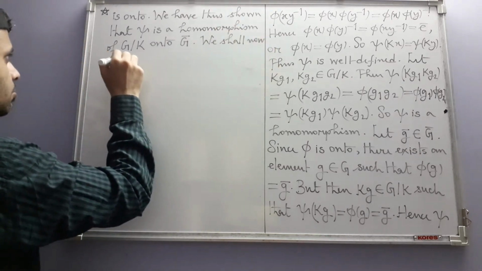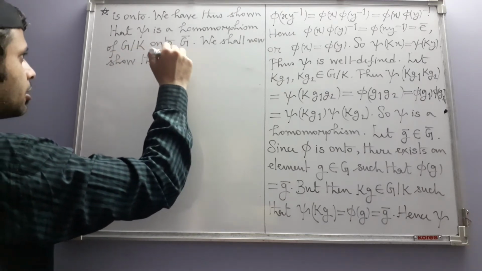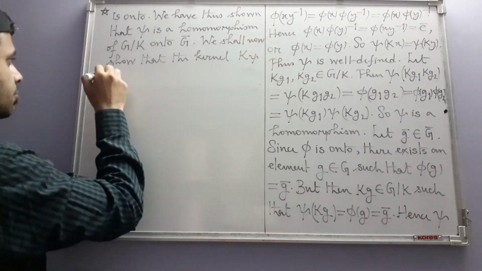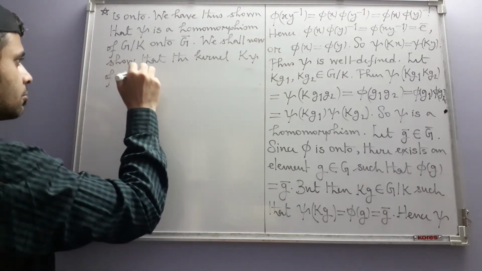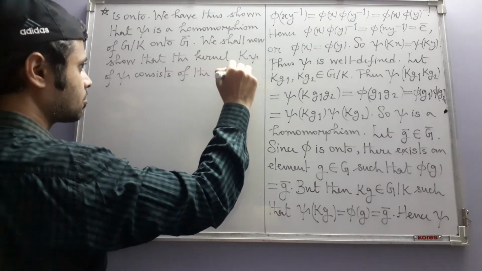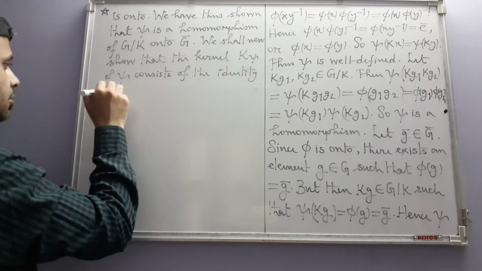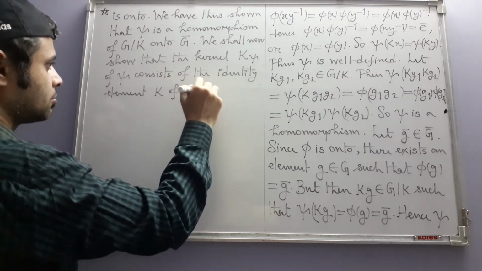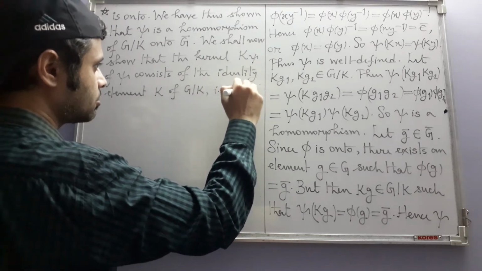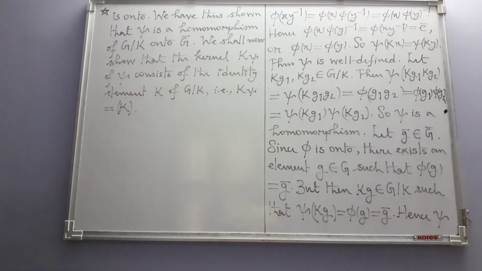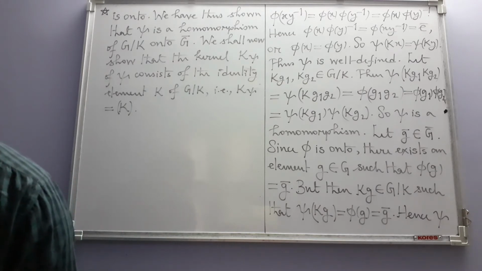We shall now show that the kernel K psi of psi consists of the identity element K of G by K. That is, we are going to show that K psi is the trivial subgroup of G by K consisting of only its identity element. But let me just put some ink first.